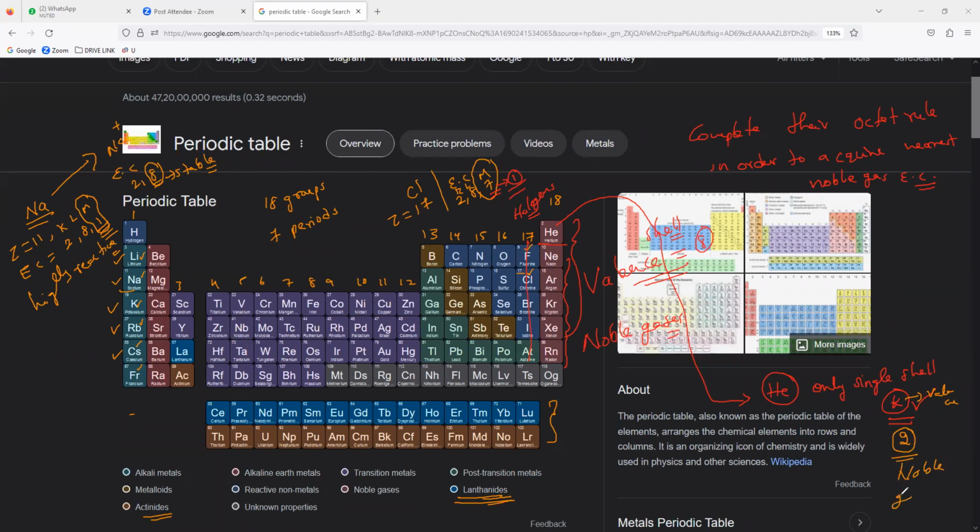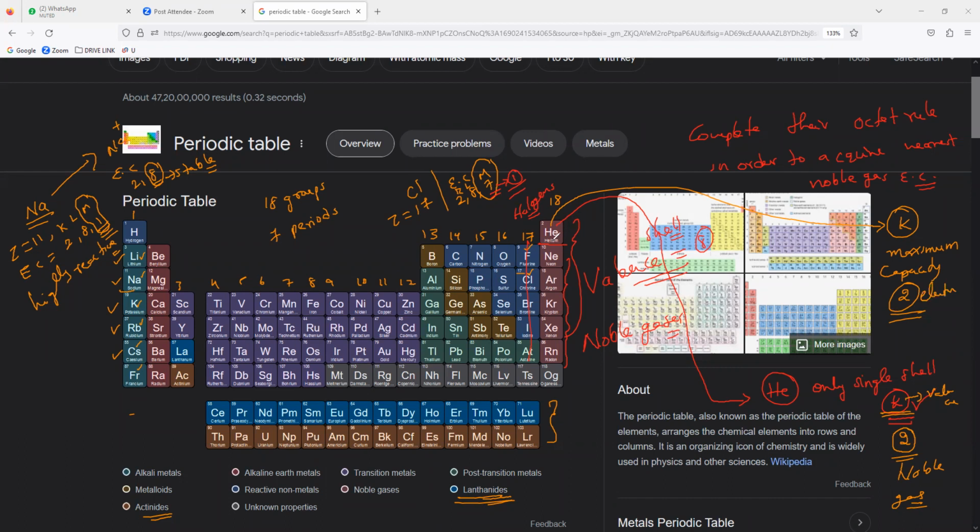Clear, everybody? So it becomes stable in nature because it does not have more than one shell. It has only one shell. And the K shell's maximum capacity is how much? Only 2 electrons. Understanding? So only 2 electrons.